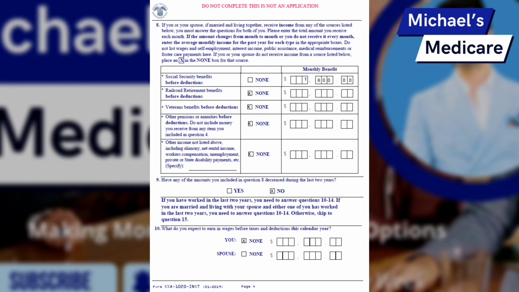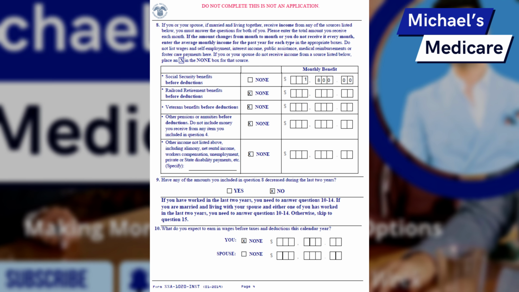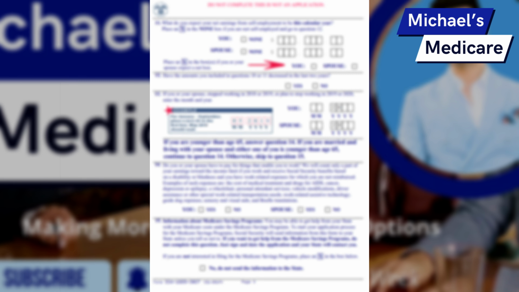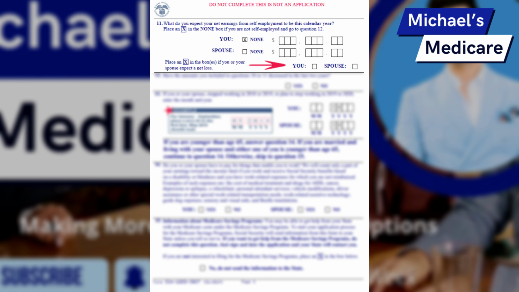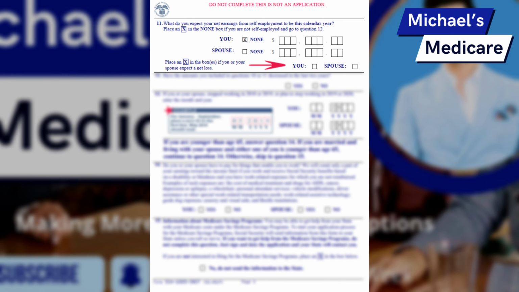So in this case, we're going to indicate that Jeff is not working, but I will read them just so we are clear on them. So number 10, what do you expect to earn in wages before taxes and deductions this calendar year? You're going to put none. Number 11, what do you expect your earnings from self-employment to be this calendar year? In this case, it is none. So we're going to put an X in the none box. If you are not self-employed, go to question number 12. So none for Jeff and none for spouse, I guess. There's no spouse. Have the amounts you included on 10 or 11 decreased in the last years?